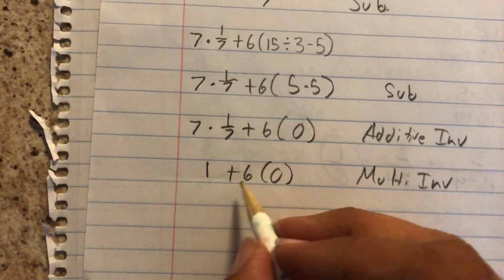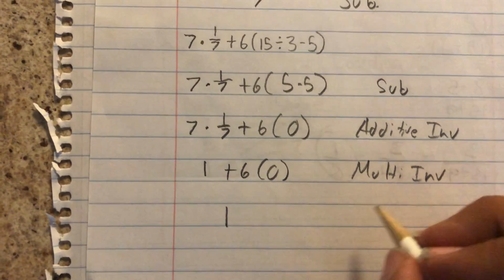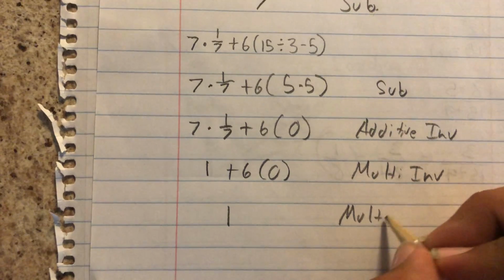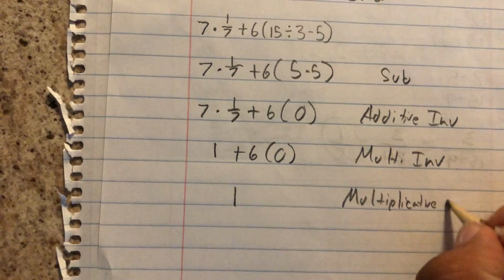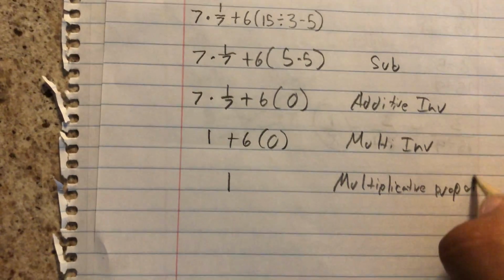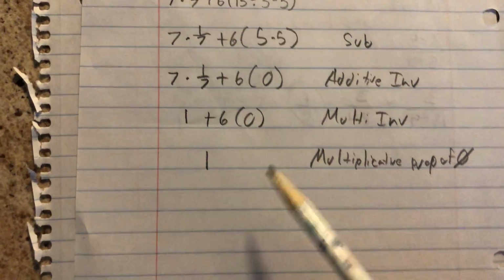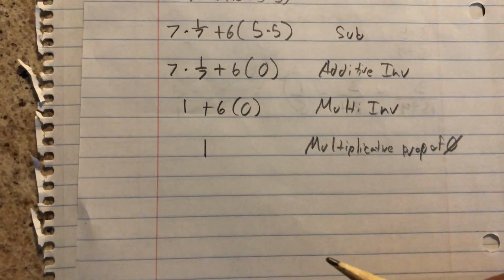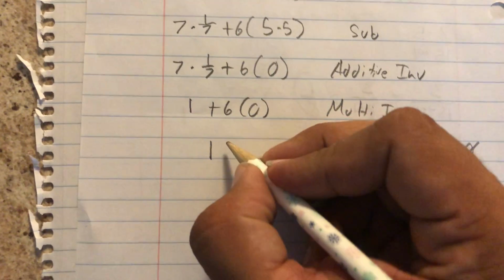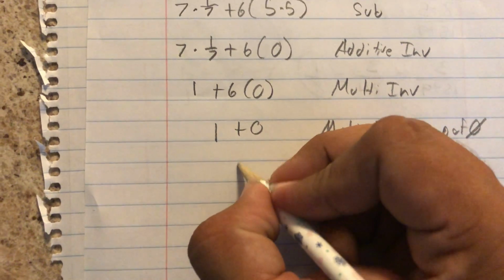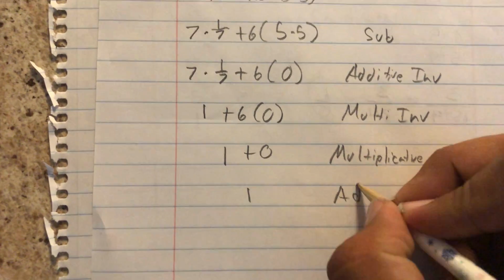All right, then we're multiplying 6 times 0, and that makes 0. So I'm left with just 1. How did I get here? I did the multiplicative property of 0. Okay? Because anything times 0 is 0, so it vanishes. We could have also done plus 0 here and then done a substitution. Plus 0, and then it's 1. 1 plus 0 is the additive identity, so we get to use one of those.